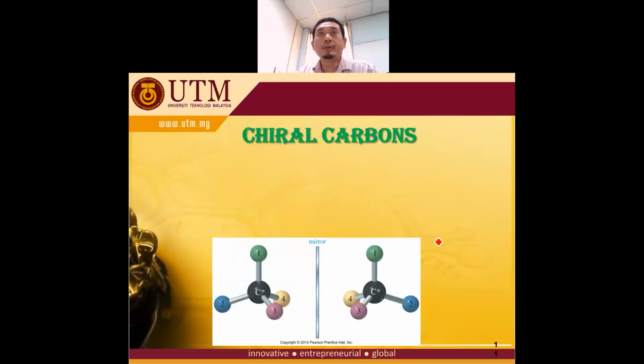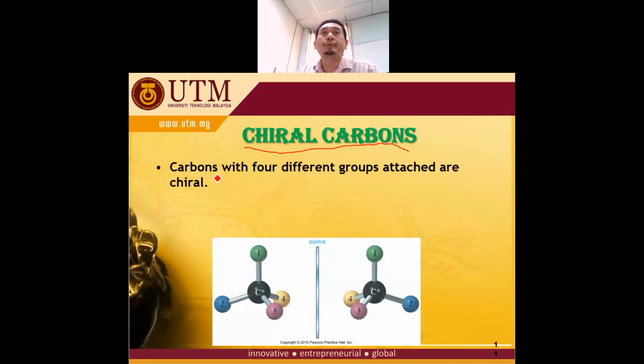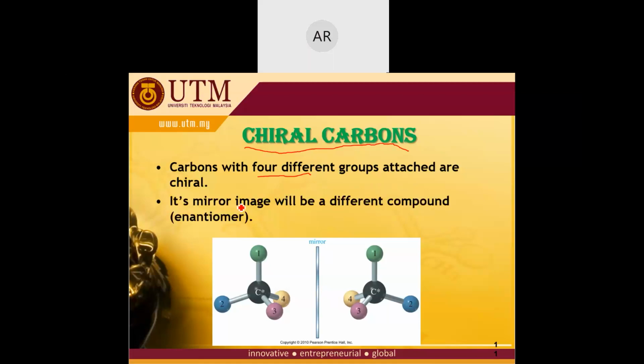The next term is chiral carbon. What is a chiral carbon? A chiral carbon is a carbon with four different groups attached. Its mirror image will be a different compound, or enantiomer. For example, in these two, this carbon has four different groups, so we call it a chiral carbon, and this is its mirror image. It cannot be superimposed because it has four different groups.